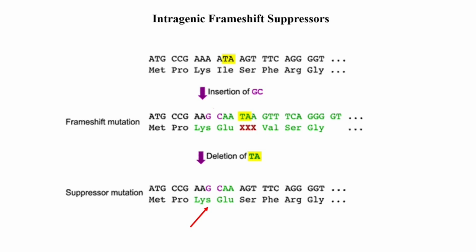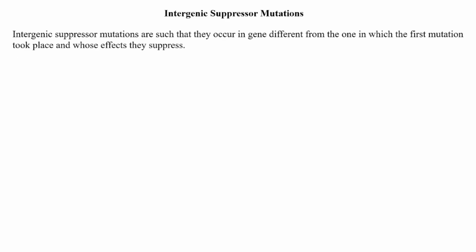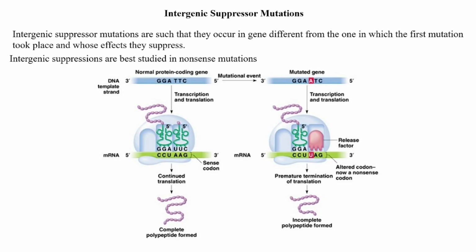Let us now try and understand what intergenic suppressor mutations are. Intergenic suppressor mutations occur in a gene different from the one in which the first mutation took place, and their effects suppress it. Intergenic suppressions are best studied in nonsense mutations. Let us see this example to first understand the events leading to a nonsense mutation.